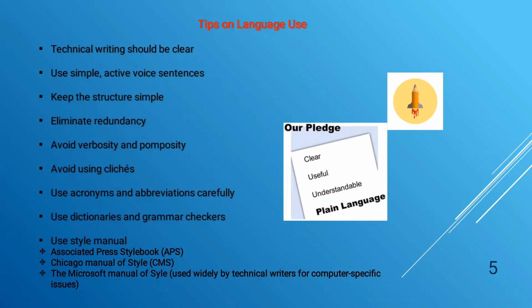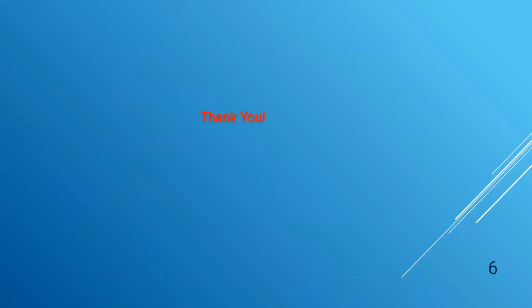Here the list says there are major style guides that can be used. They are the Associated Press Stylebook, the Chicago Manual of Style, and the last one, the Microsoft Manual of Style, which is used widely by technical writers for computer-specific issues. This was briefly about the language and style of technical writing. We should abide by all the rules and points that I have discussed and try to make our technical writing a good and perfect one.